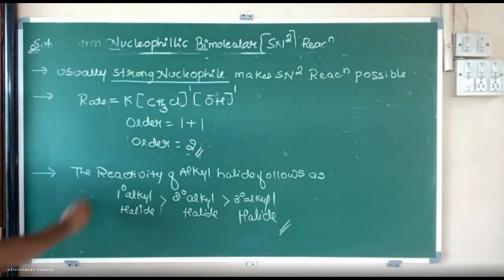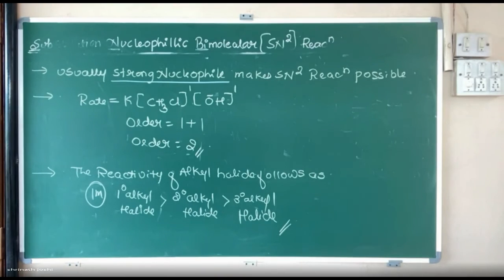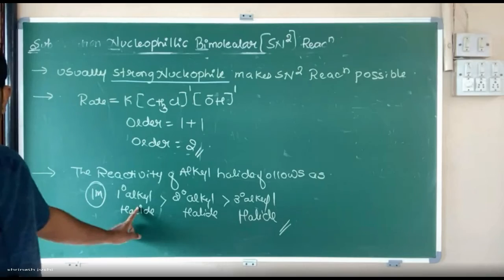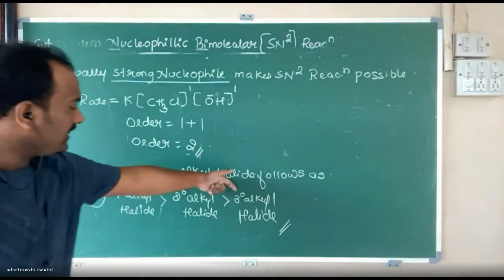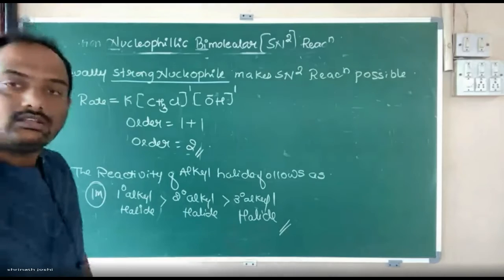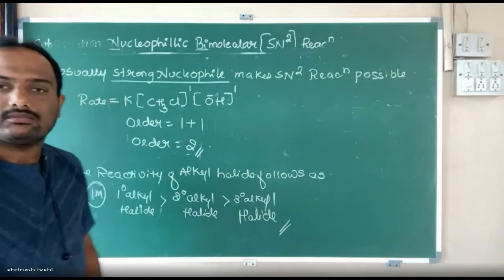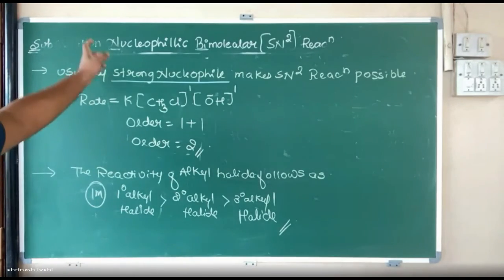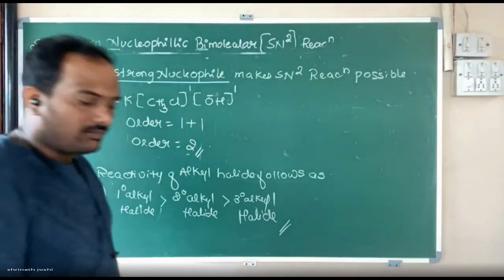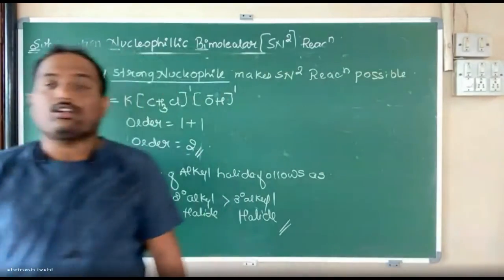This is a separate 1 mark question again. It is exactly opposite of SN1, correct? SN1: tertiary, secondary, primary, but SN2: primary, secondary, tertiary. Any difficulty, students, with all these points written on the board?